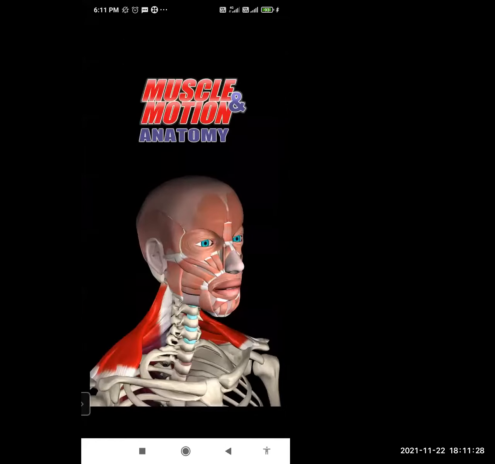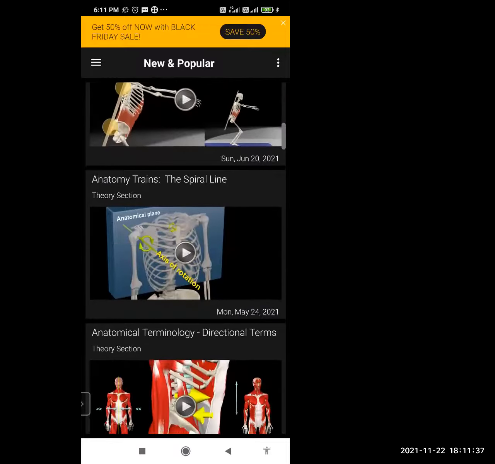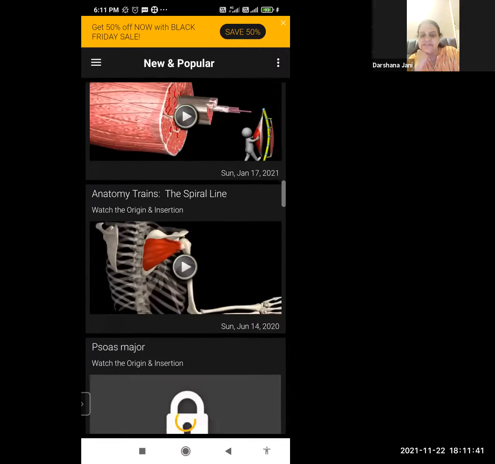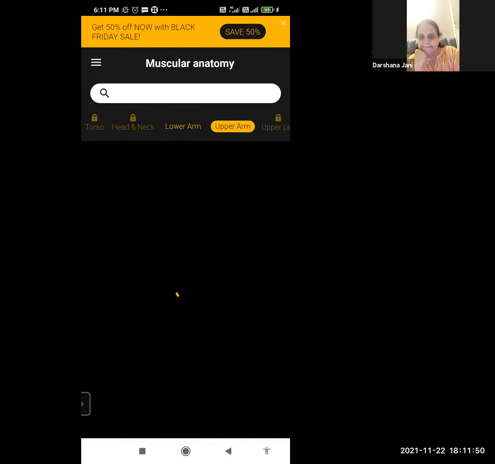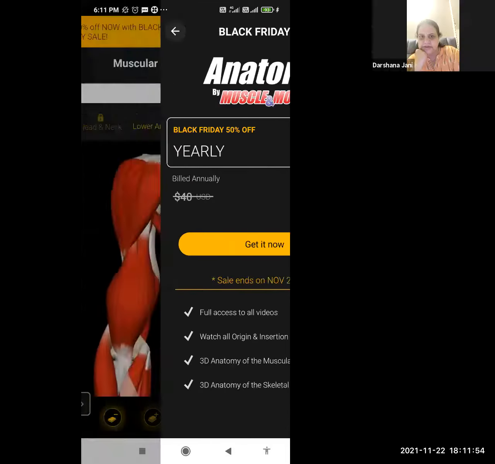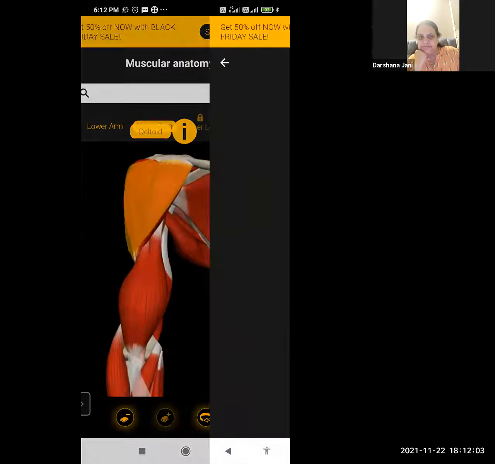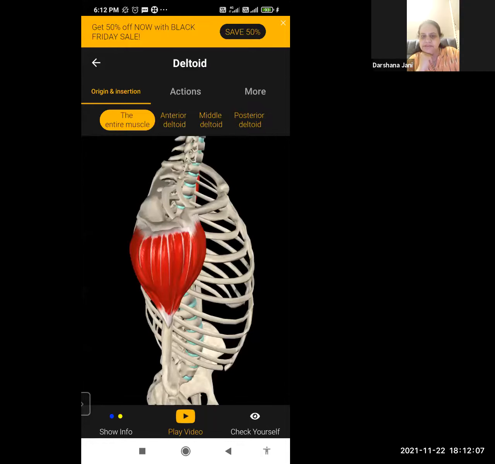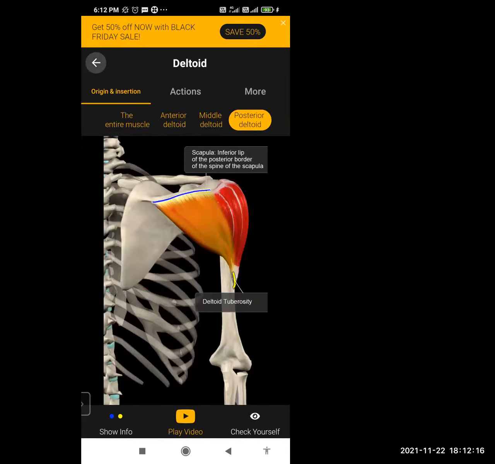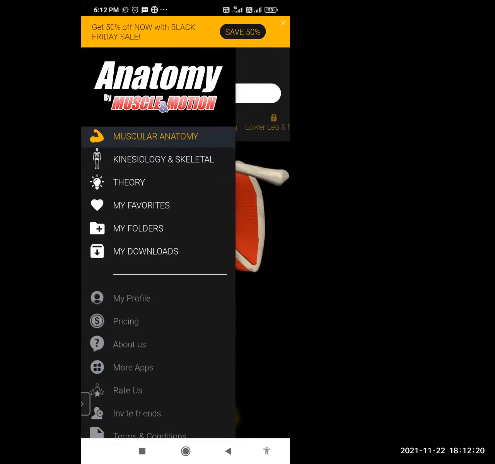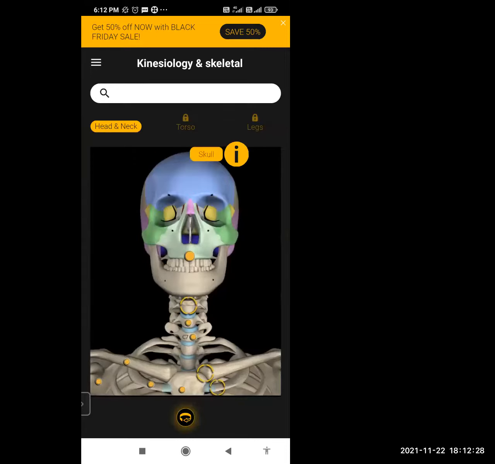This is muscle action and anatomy. Yes. These are all videos. This is free or it's paid? Some are paid, in between the locked ones. This is like anatomy, muscles, head and neck, it's paid. So we can put it that upper arm and lower arm is free. You click that deltoid, I click on that, I mark, it gives the explanation for the deltoid. And then it goes to anterior deltoid, middle deltoid, posterior deltoid, where are the attachments with labeling. So muscle anatomy, kinesiology and skeletal. So here I can go to touch this zygomatic.